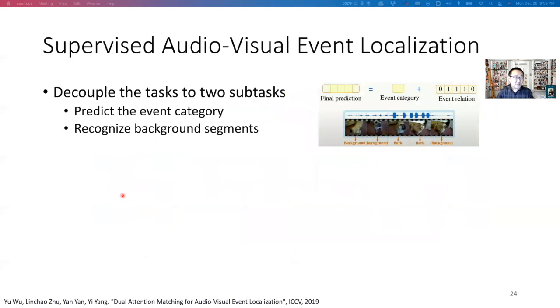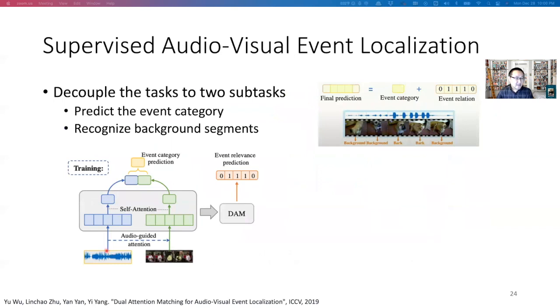To use the DIM to address the supervised audiovisual event localization task, they decouple the task into subtasks. First, it needs to predict the event category. Then they recognize the background class, the background segments.